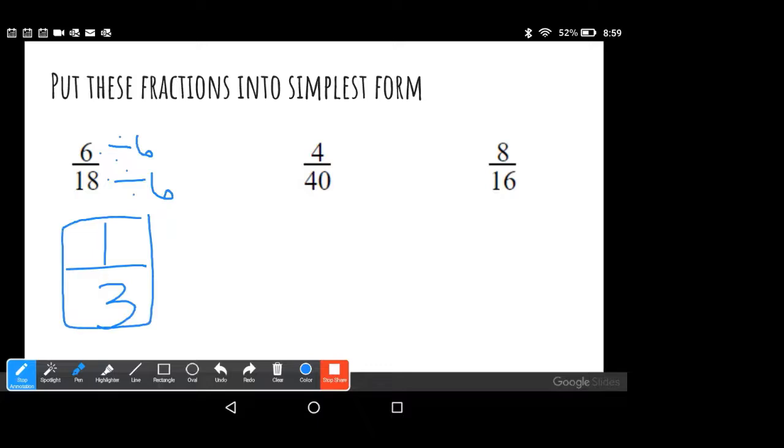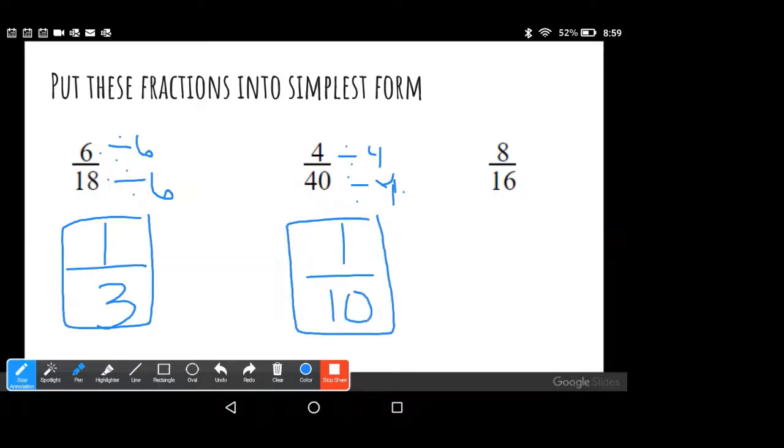4/40. What does 4 and 40 have in common? 2 is an option, but there is something bigger. Okay, 4. So I would divide by 4, divide by 4. 4 divided by 4 is 1. 40 divided by 4 is 10. So 1/10 is the simplest form.